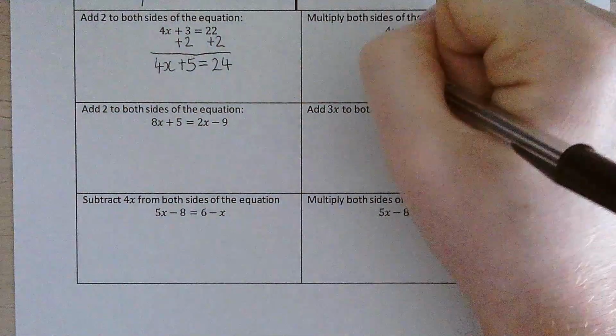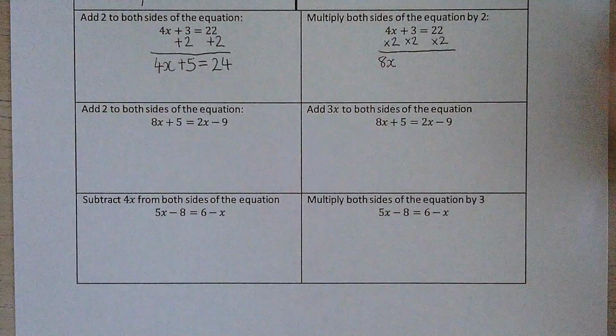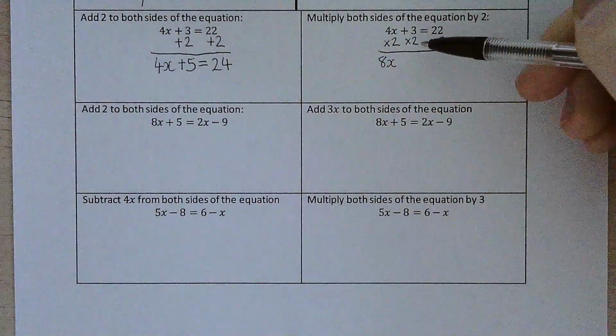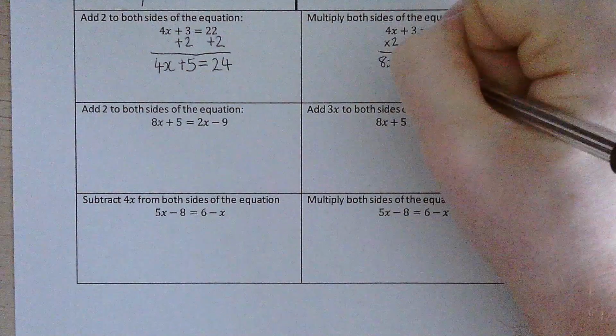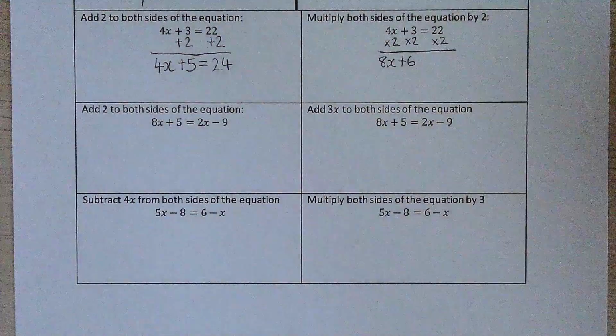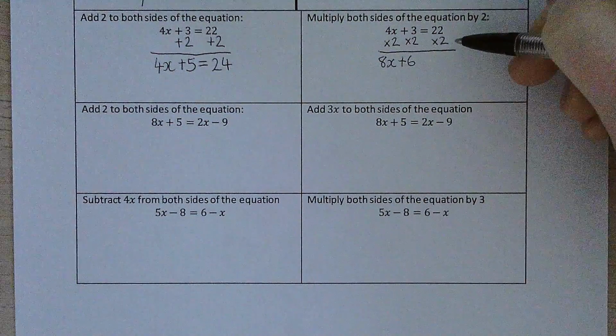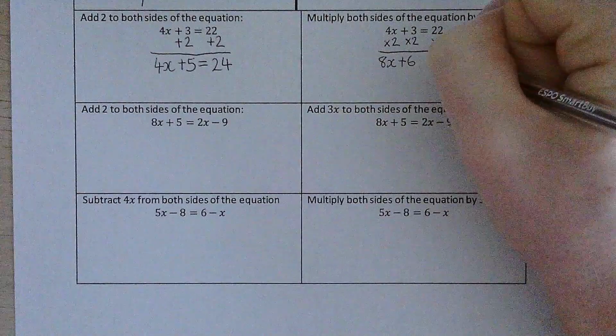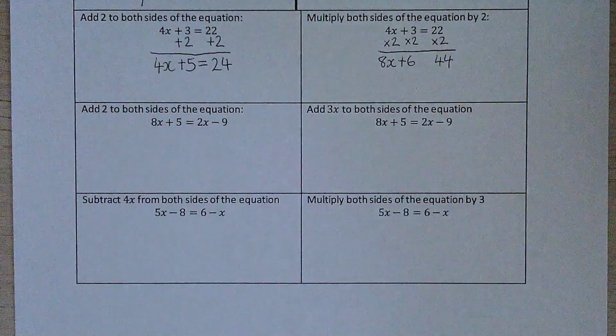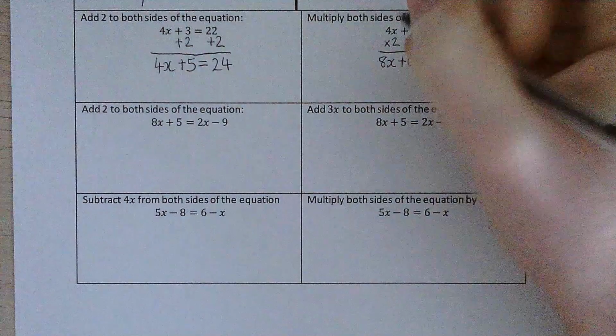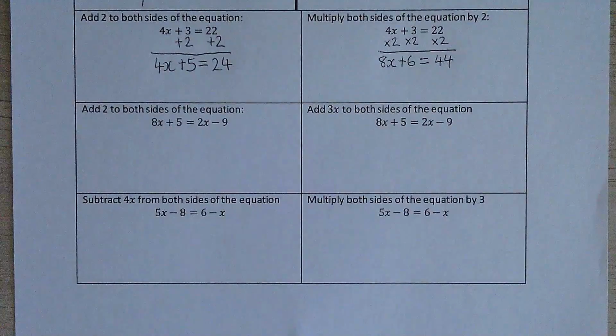4x times 2 is 8x. Positive 3 times 2 is positive 6. 22 times 2 is 44. And again, the equal sign needs to drop down. So multiplying 4x plus 3 equals 22, all by 2, gives us 8x plus 6 equals 44.